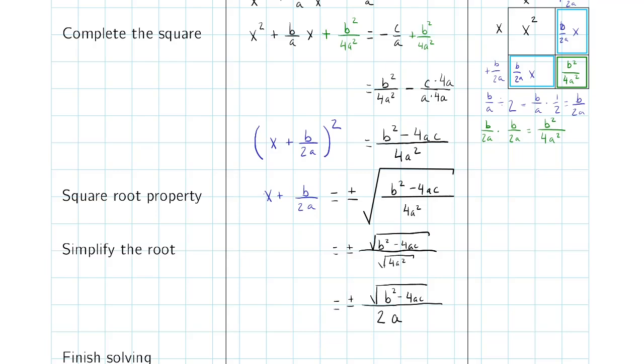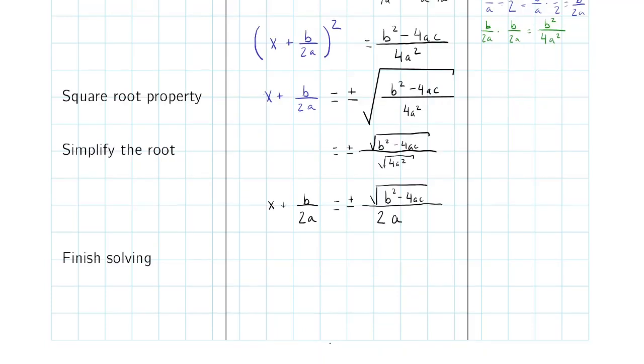So now we've simplified our square root, right? We've got subtraction inside the square root in the numerator. There's nothing we can do with that. We're just left with x plus b over 2a equals plus or minus the square root of b squared minus 4ac over 2a. And now we can finish solving, right? We'll subtract b over 2a on both sides. X equals negative b over 2a plus or minus the square root b squared minus 4ac all over 2a.